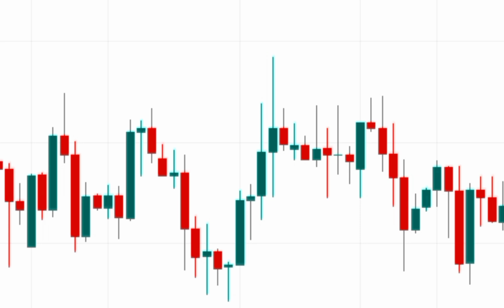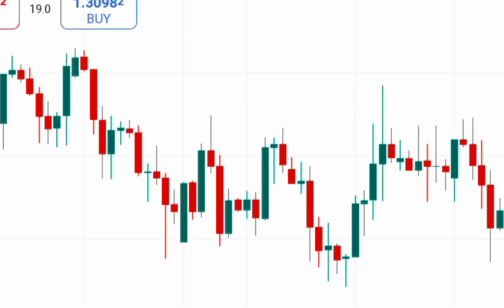Then our TP. So this is all about top-down analysis. You can do this from your daily or from H4. You have to do this from a bigger time frame. So my bigger time frame right here is H4, and I'm going to be using currency pair GBPUSD. So let's mark our trend.